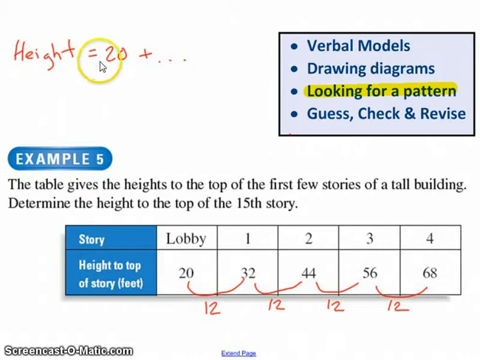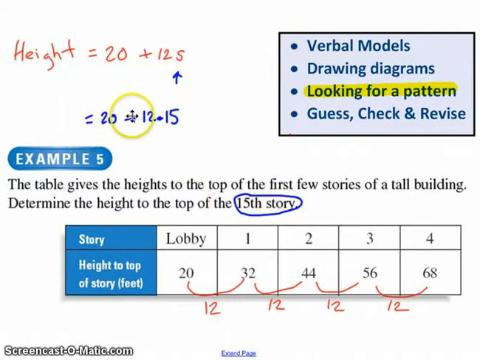The height of the building is going to be that starting amount, that 20 plus 12 feet for every story. I've been asked about the 15th story. So I plug in 15 for S, and I get 20 plus 12 times 15, and I find that the height of the building is 200 feet.